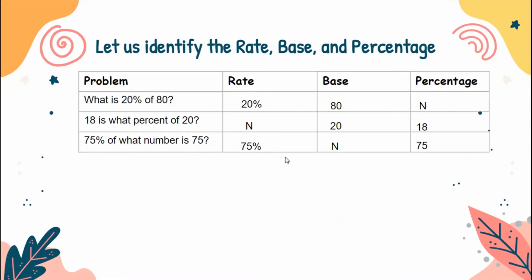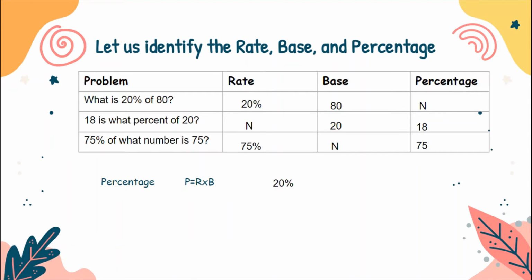Okay, so let us try some examples here. Let's start with number 1. What is 20% of 80? As we can see, the 20%, the one that carries the percent sign, is always the rate, and 80 here is the total number, and we're looking for the percentage. Since we're looking for the percentage, we are going to use the formula P equals rate times base.